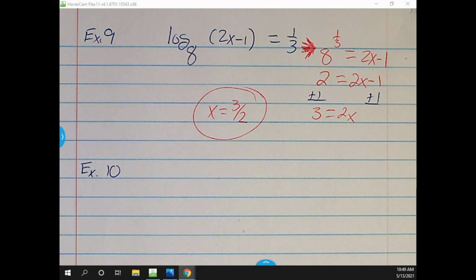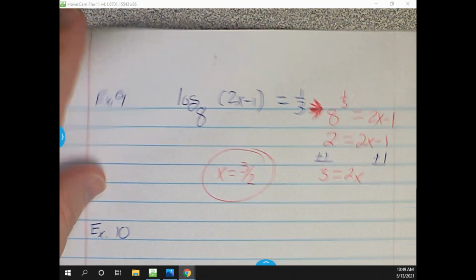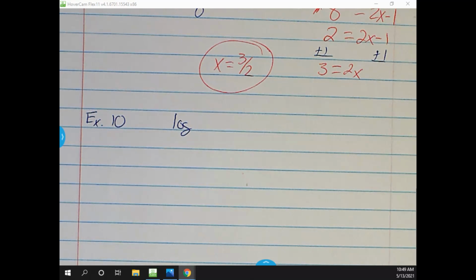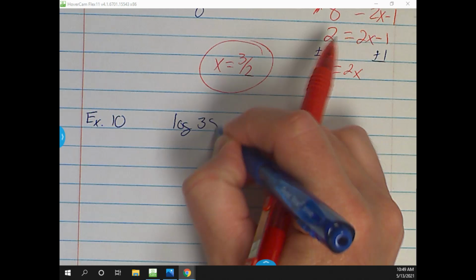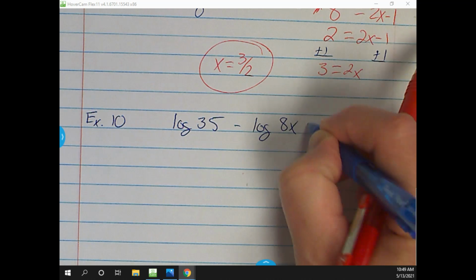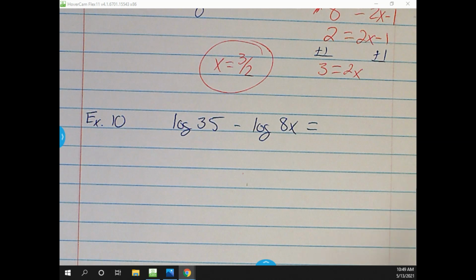All right, now here's the toughest ones. If you can get these two, this is as bad as it gets when we go through everything. So say you've got log of 35 minus the log of 8x equals 1.